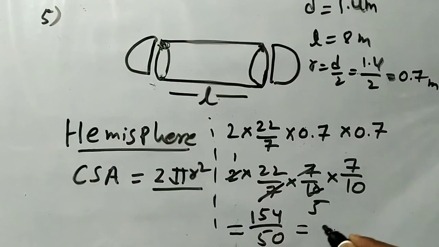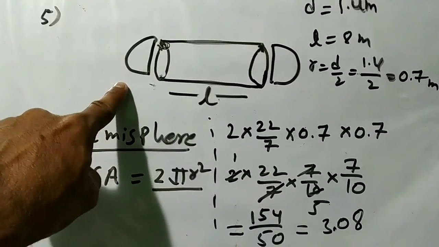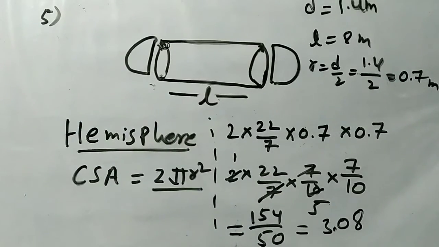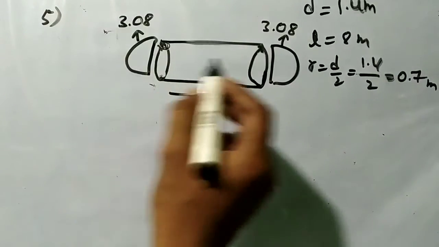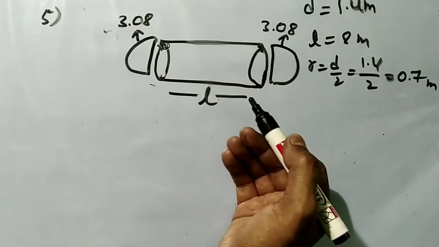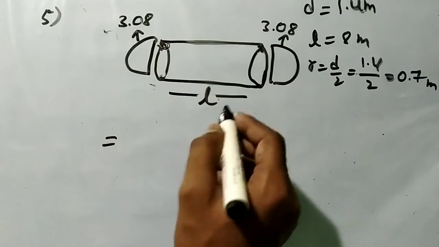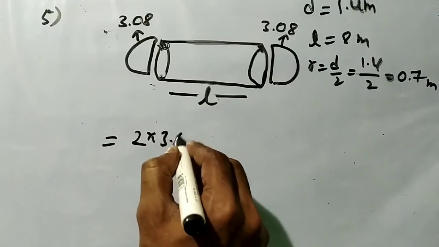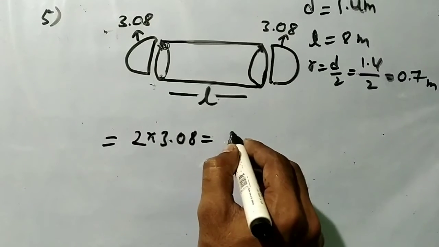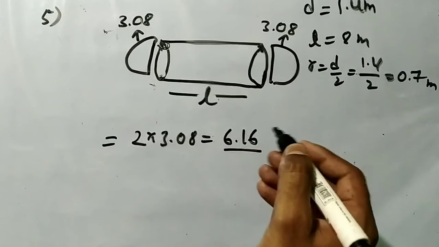If you do this calculation, you will get 3.08. So it is one hemisphere. We have two hemispheres, so just multiply the answer with 2. Here we got two hemispheres. That is 3.08. 3.08 is the curved surface of the hemisphere. So if we consider two hemispheres, that is 2 into 3.08 is equal to 3366.16 is the two hemispheres.